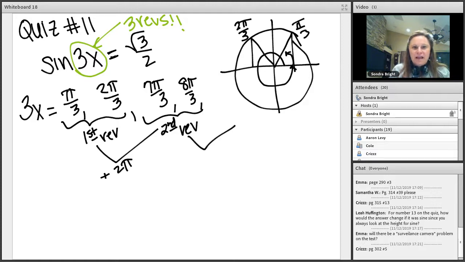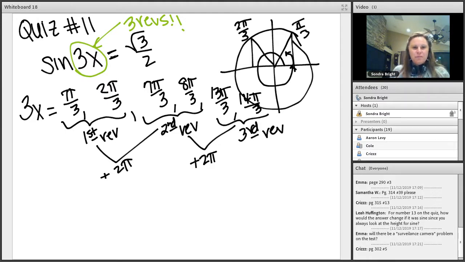And then we're going to add another 2 pi to get the third revolution angles. So that would be 13 pi over 3, and adding 6 would be 14 pi over 3. So those are the third time around.